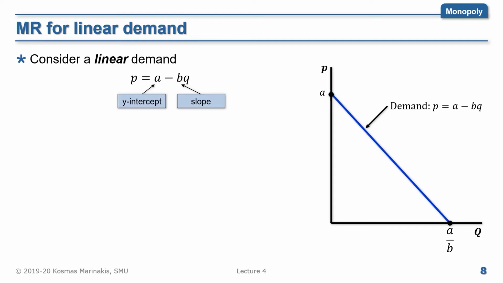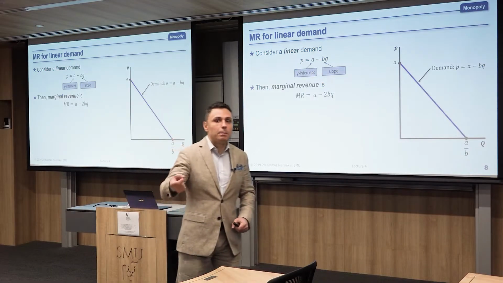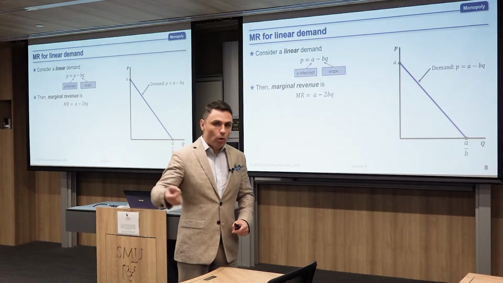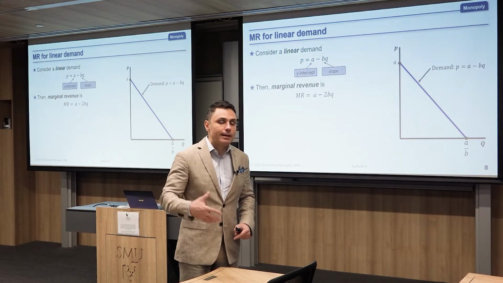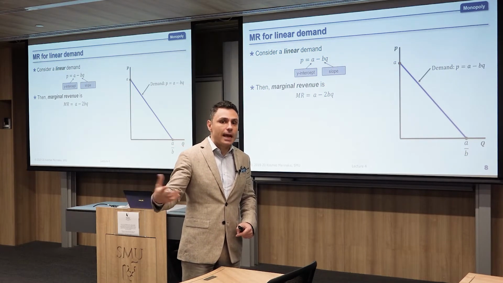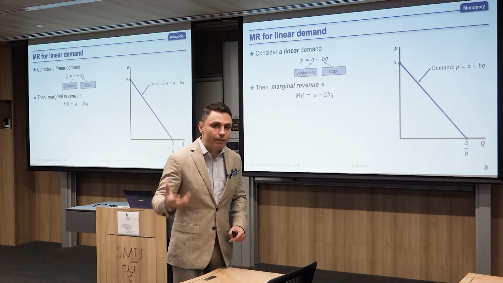If the demand curve is P equals A minus B times Q, then the marginal revenue will be equal to A minus 2 times BQ. In other words, you take the slope and you multiply it by 2 without, of course, changing its sign. The demand curve has a negative sign, therefore the marginal revenue curve will also have a negative sign.